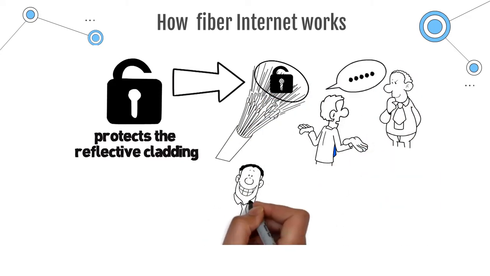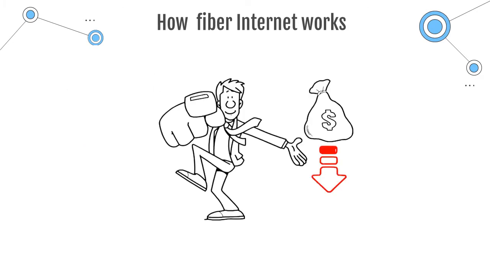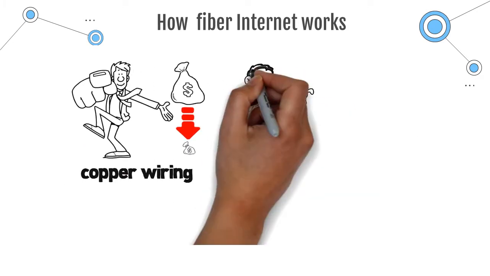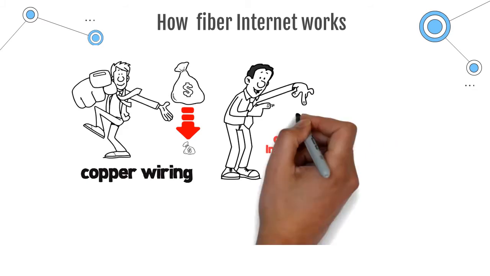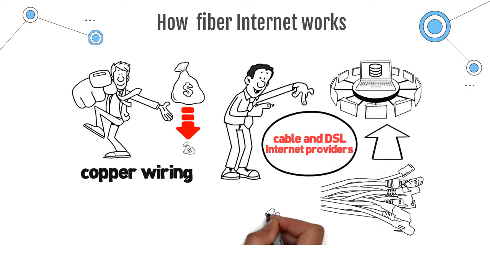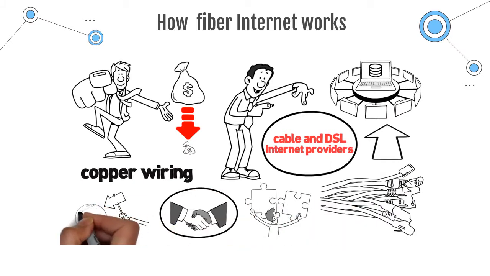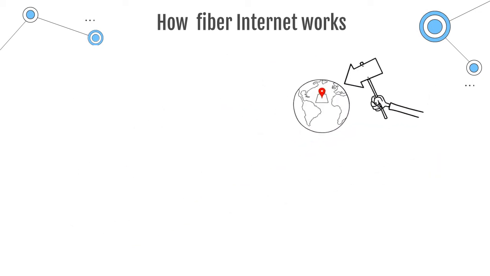What makes fiber optics such a great choice for internet? Besides all that incredible speed, of course. It is way less expensive than copper wiring, which cable and DSL internet providers depend on. A fiber optic line can carry way more data than copper. They're also thinner, and when bundled, they can deliver service faster, further, and to more locations.